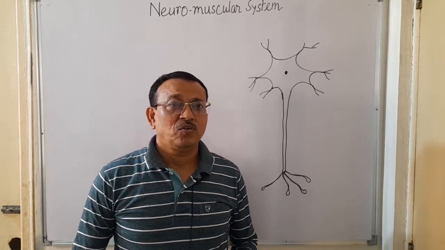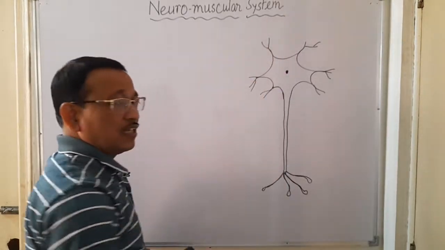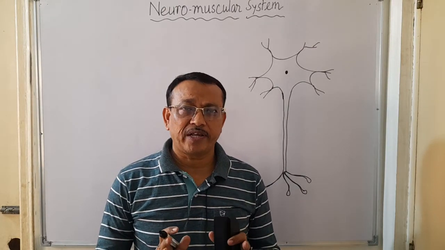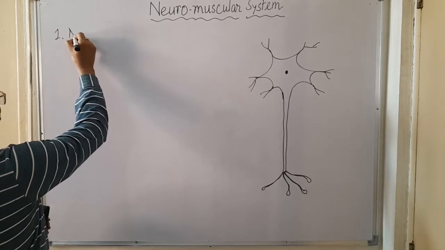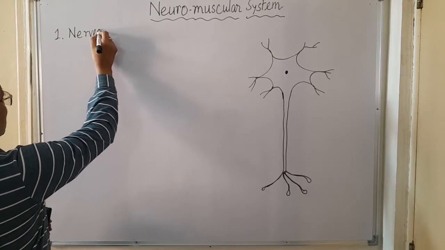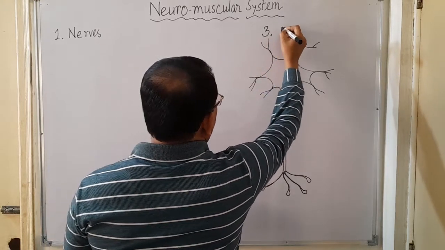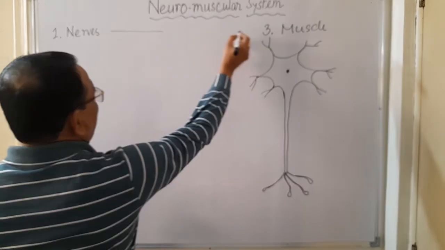Hello students, today I will talk about the neuromuscular system. As you know, the neuromuscular system is basically comprised of three components. The first component of the neuromuscular system is the nerves. The second component, the third or last component, is the muscle. The first and third components are joined by a special structure known as the neuromuscular junction.